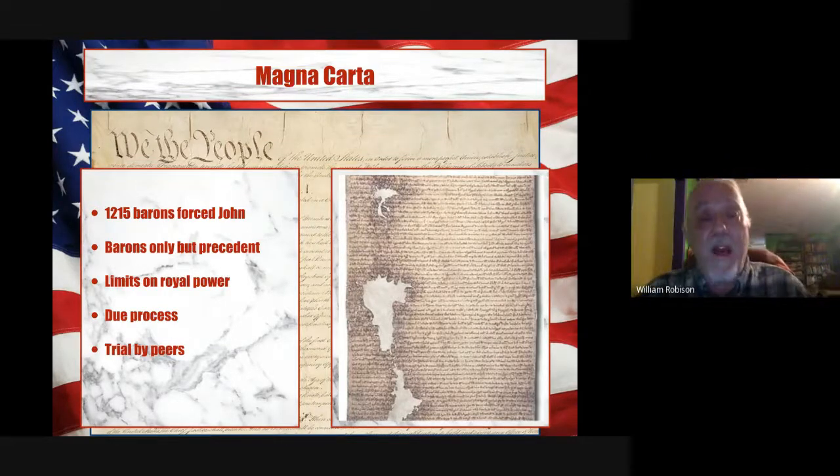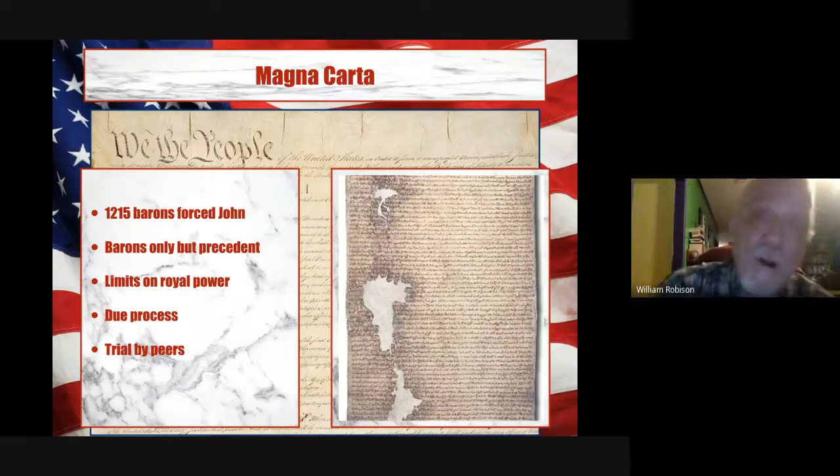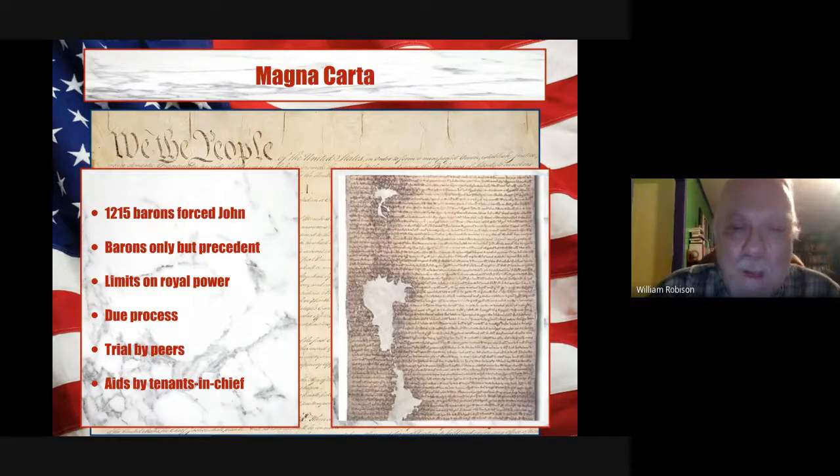Another thing that it introduces is the idea of trial by your peers. What that meant in 1215 was that barons would be tried before a jury of other barons. But that has come to apply to everybody. So everybody has a right to trial by their fellow citizens. And it included what may seem a little bit harder to grasp. It said that any feudal aids granted to the king must have the approval of his tenants in chief.